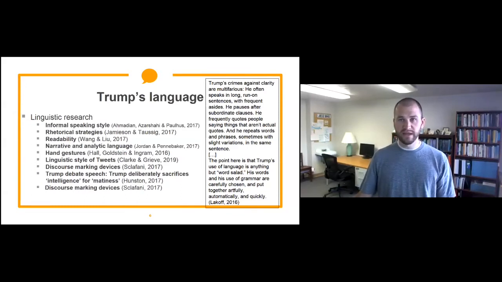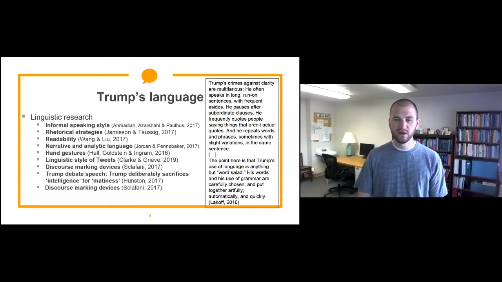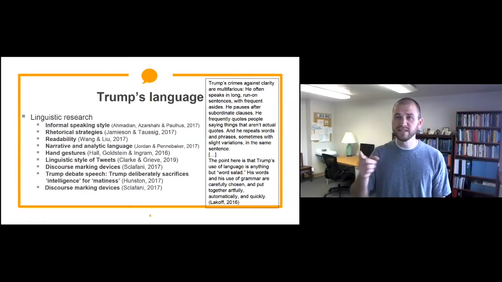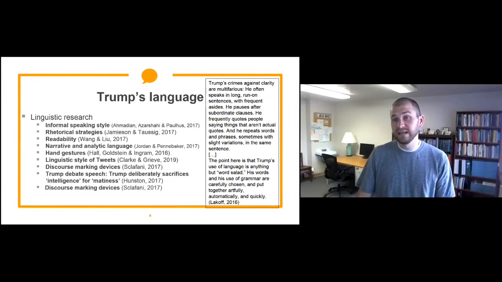George Lakoff makes a strong argument that Trump's use of language is deliberate, that it's not a stream of consciousness style, but rather he knows what he's doing and he's doing it deliberately. His words and his use of grammar are carefully chosen and put together artfully, automatically, and quickly. So note that Lakoff criticizes Trump's use of certain linguistic structures as not being clear, but he talks about how it's effective for what Trump's trying to accomplish. We'll return to this debate later, and I'll try to make some commentary on what I think our data suggests about whether Trump's use of language is accidental or deliberate.